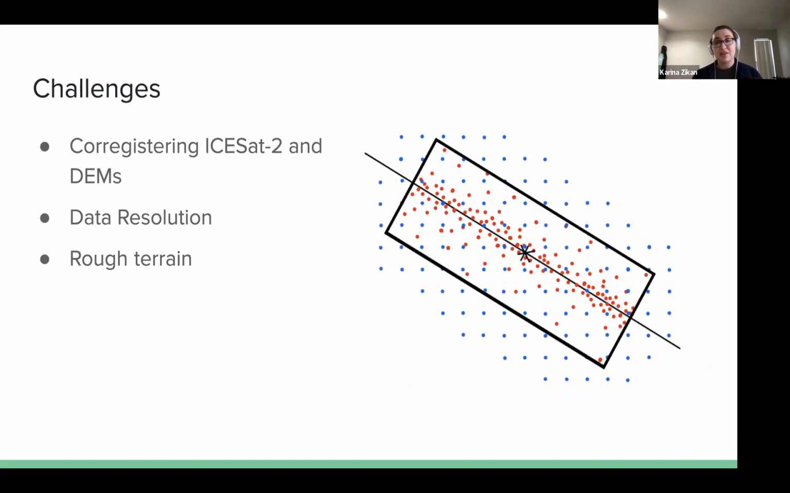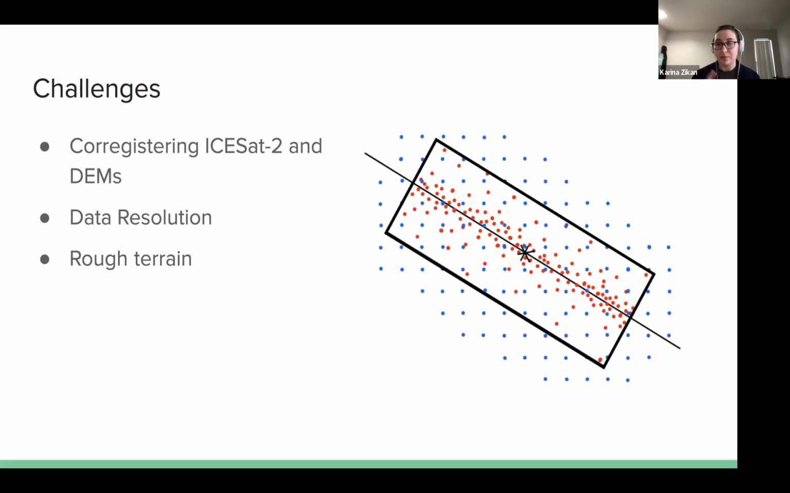Some of the challenges that come with comparing ICESat-2 to reference DEMs is the fact that it's pretty hard to co-register these. ICESat-2 is at an angle that's not going to be nicely lined up. Data resolution can be difficult, especially in really rough mountainous terrain. So getting that difference between the two DEMs, even in snow-free tracks, is hard. That's probably one of the biggest challenges we ran into.